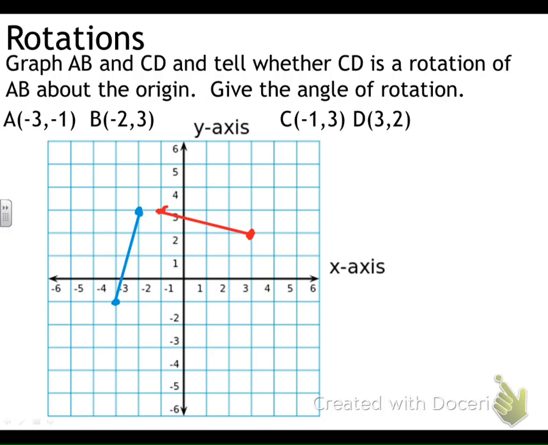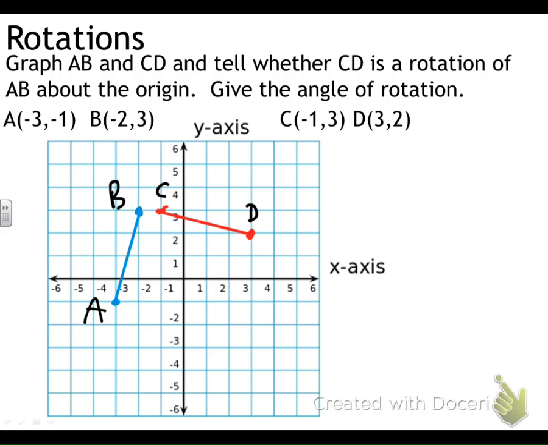Alright, so I need to label these points, so I'm going to do that. So that was A, B, C, and D. So the question asks, after you graph it, is it a rotation about the origin? That means, did AB and CD rotate?